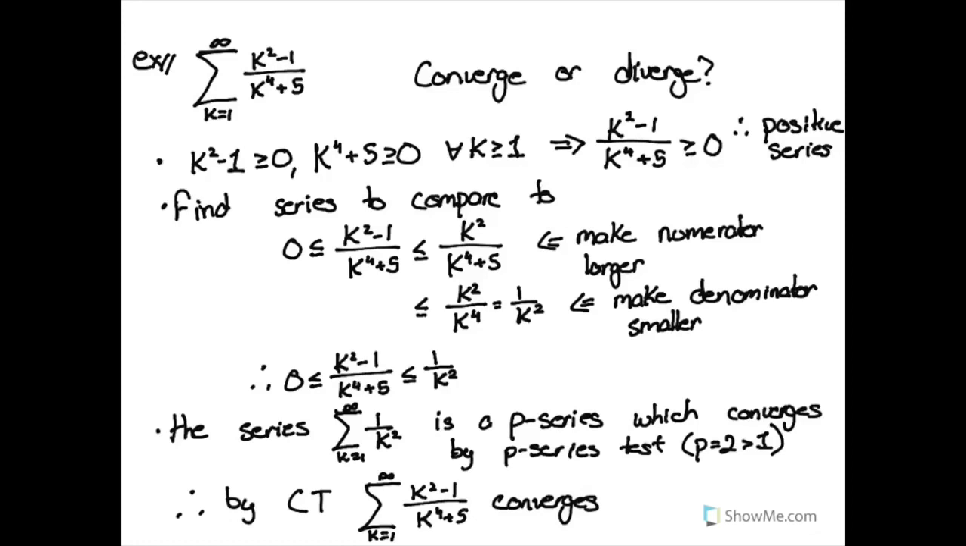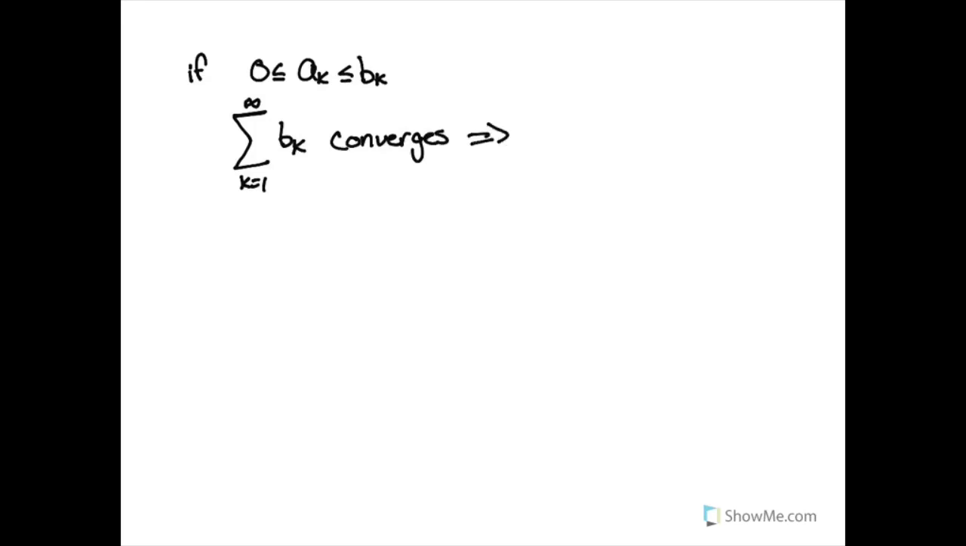Right, so that was 2 examples of how we use the comparison test to show a series converges, but we can actually use the comparison test to show a series diverges as well. And to do that, we need to talk about the contrapositive of the comparison test statement. So let me just write it down. The comparison test said that if 0 is less than or equal to ak, which is less than or equal to bk, and the larger series converges, k equals 1 to infinity, this implies that the smaller series converges.